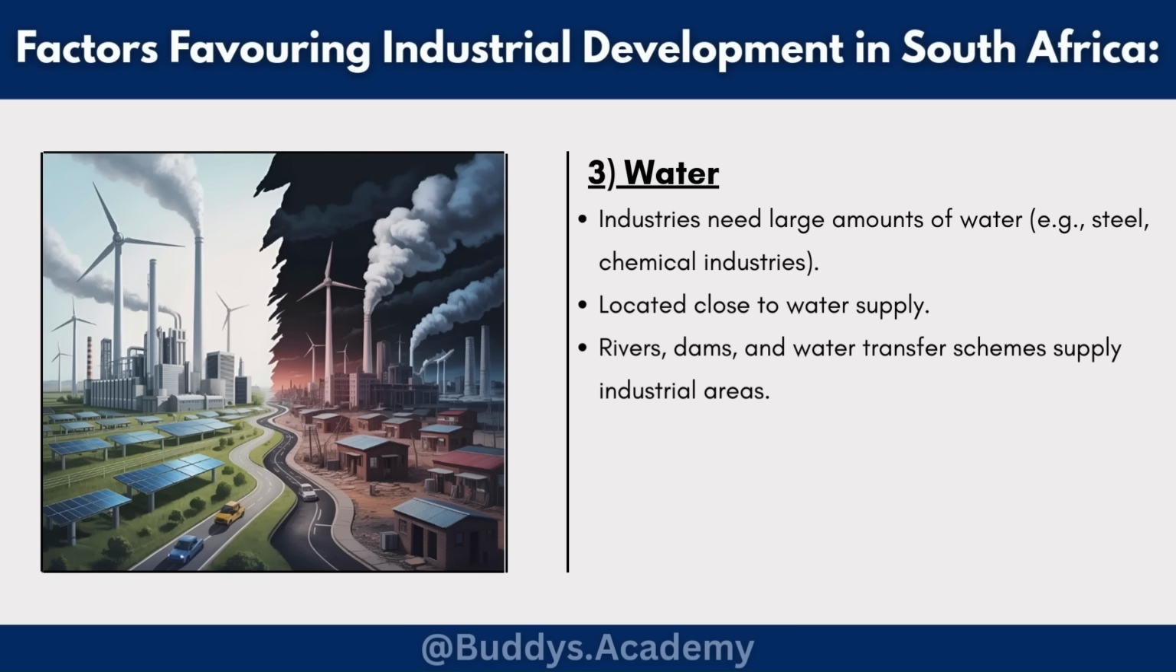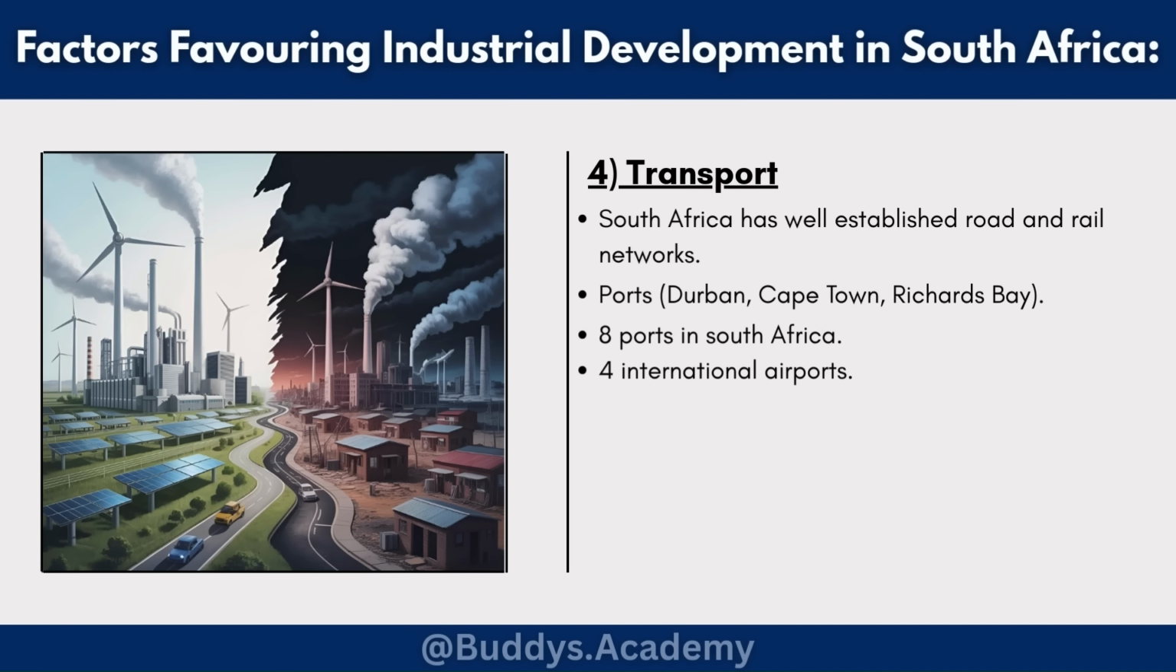So things like your rivers, your dams, and your water transfer schemes are going to supply these industrial areas. Now, South Africa has very good and well-established road and rail networks. For example, let's take a look at our ports, right? We have your Durban, which is the busiest port in Africa. You have your Cape Town port, you have your Richards Bay port. So I think there's a total of 8 ports in South Africa, right? And we're going to have your 4 international airports. And all of these are going to support your exports and your imports.